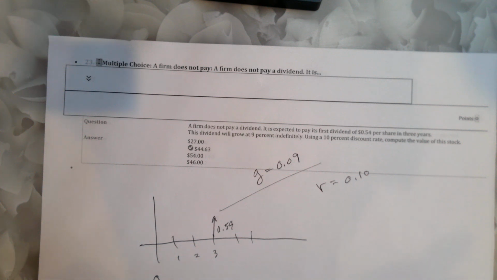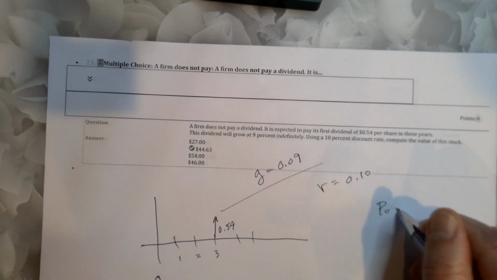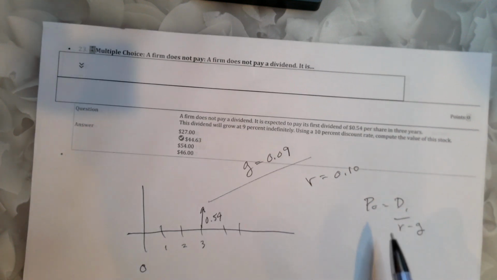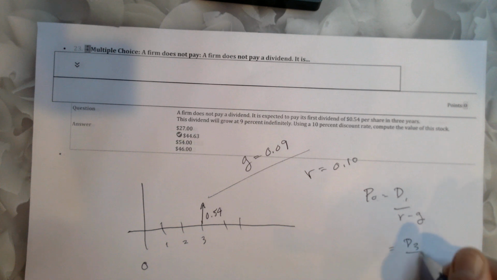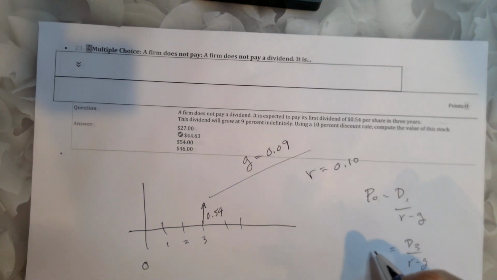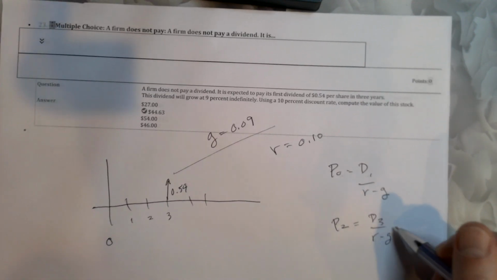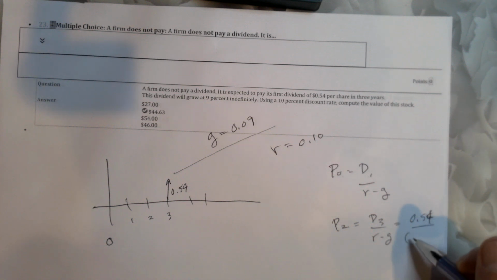Okay, now we have enough information that we can figure out P2. Now remember, if we've got D1, P sub 0 is just D1 over R minus G. And it turns out it doesn't matter what these two numbers are. All that matters is that this one be 1 greater than this. So if we're given D3 divided by R minus G, we can figure out pretty easily P2. So let's go ahead and do that. 0.54 divided by 0.10 minus 0.09.